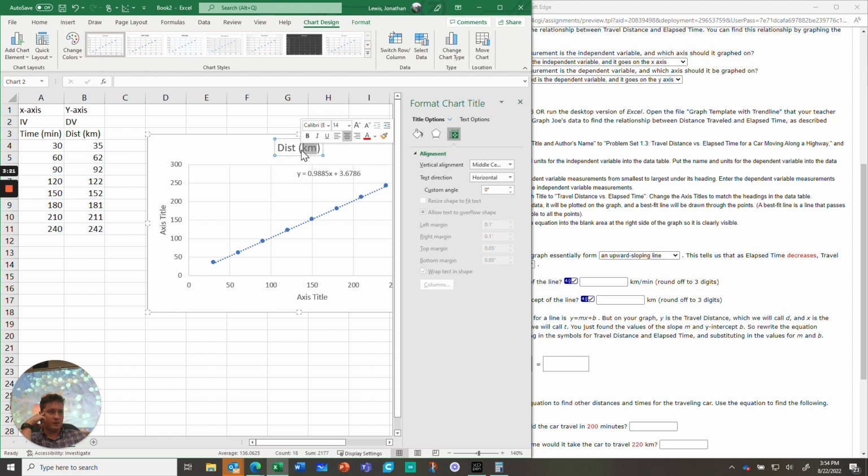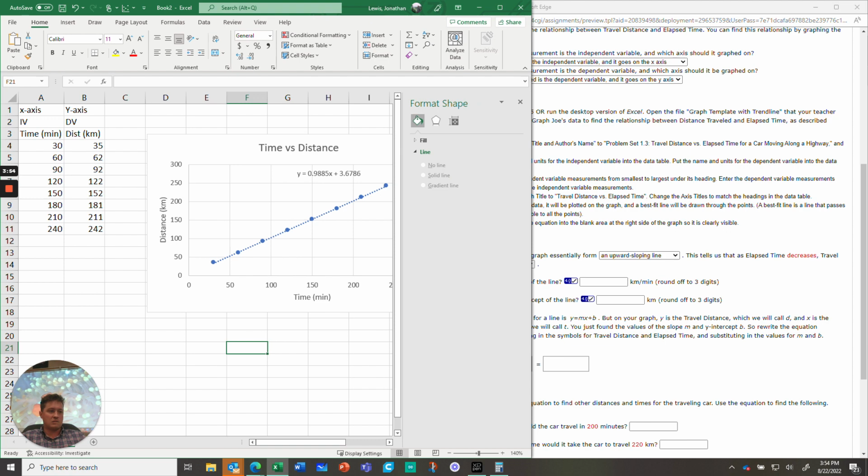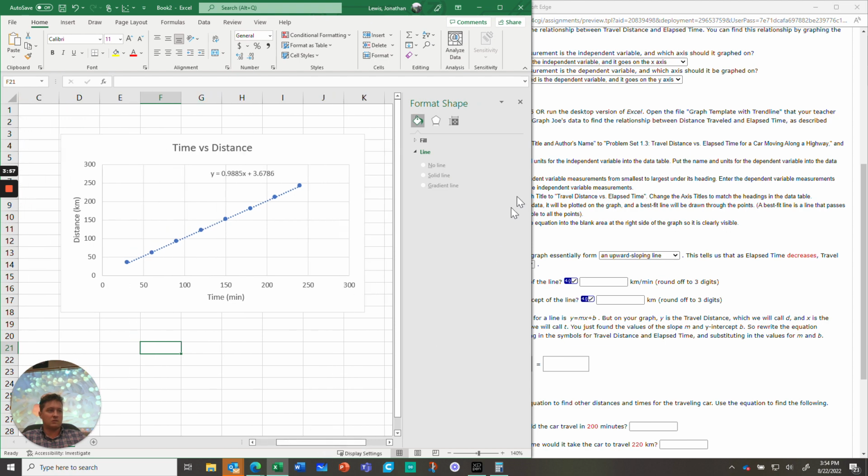Very important that we get our equation. Make sure your title is your independent variable versus your dependent variable. So independent was time versus dependent variable, which is distance. Label your axes: time, minutes, distance measured in kilometers. Okay, so there we go.